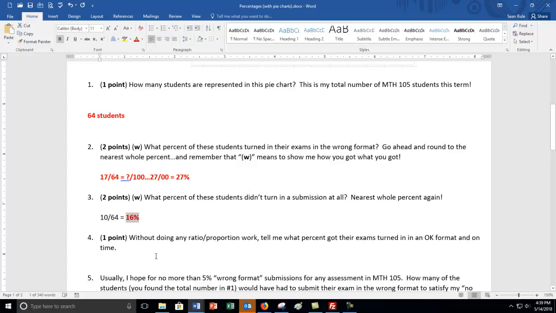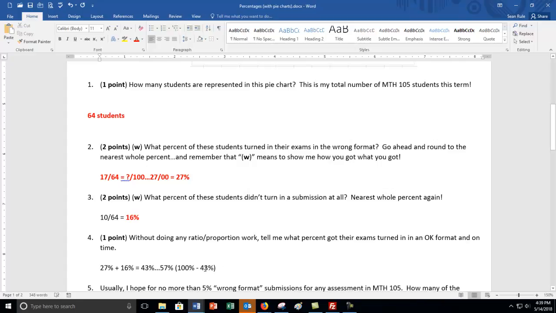And then the last one down here, without doing any ratio proportion work, tell me what percent got their exams turned in in an okay format and on time. Well, if 27% turned them in incorrectly formatted and 16% didn't turn them in at all, that means 27% plus 16% is 43 total percent had a goof. That means the other 57%, which is 100% minus 43%, must be okay. I mean, that whole thing has to add up to 100%.